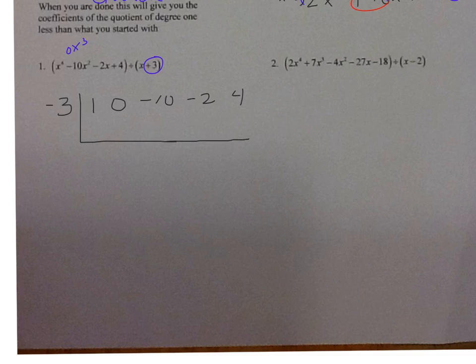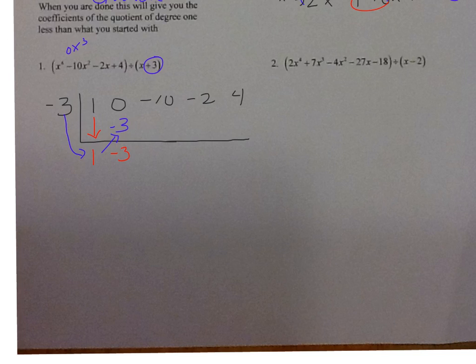Okay, so the first thing you're going to do is you're just going to take the 1 and you're going to bring it straight down. So straight down. 1. Now you're going to take the number on the outside and multiply it by this number. So negative 3 times 1 is negative 3, and then that goes right here. Now I'm going to add straight down. 0 minus 3 is negative 3.